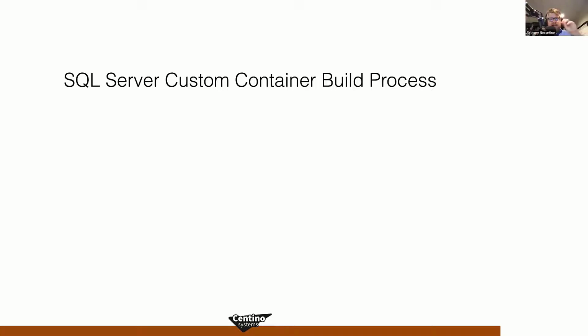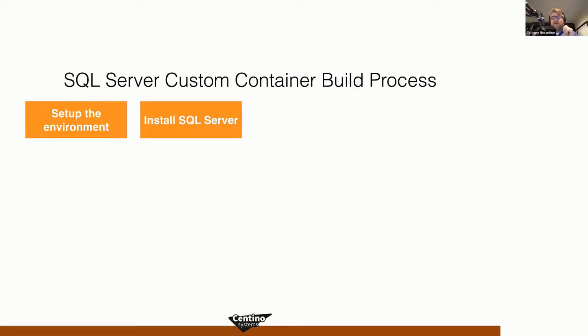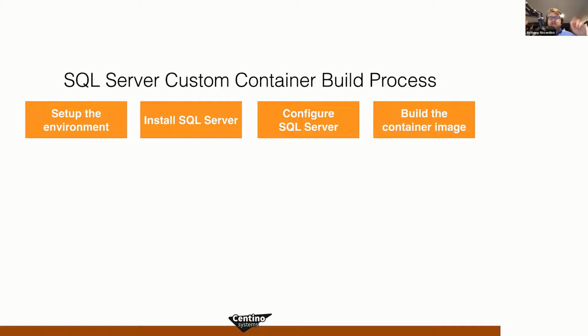And so let's look at SQL Server specifics for building a container image. We're going to look at the logical process here, and then in the demos, we're going to look at the code. So I'm going to break it into 4 big chunks when we're writing a Docker file and building a custom container image inside of SQL Server. We're going to set up the environment. We're going to install SQL Server. We're going to configure SQL Server, and we're going to build the container image. Those are the big steps, right? Let's look at each one of these in more detail.